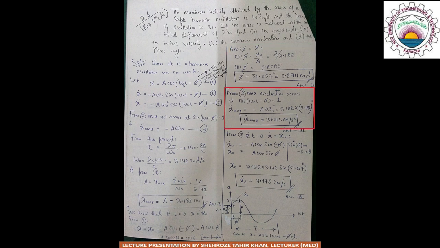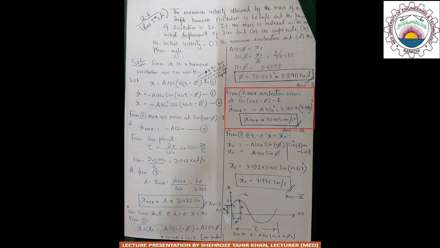Now for maximum acceleration, we use equation 3, which is the function of acceleration, and for maximum acceleration, the value of cos equals 1. Therefore, we have x double dot max is equal to minus a omega n square. After substituting the values of a and omega n in this equation, we get x double dot max is equal to 31.413 centimeter per second square.